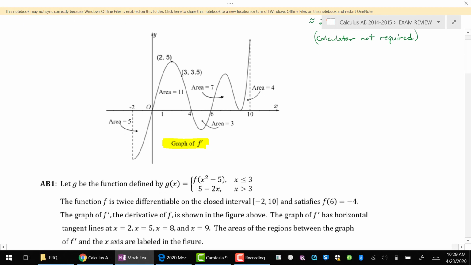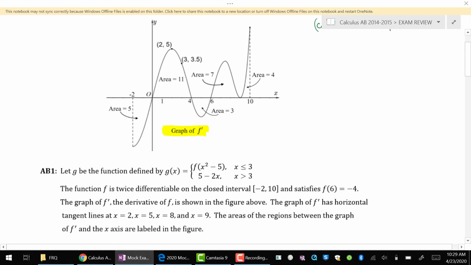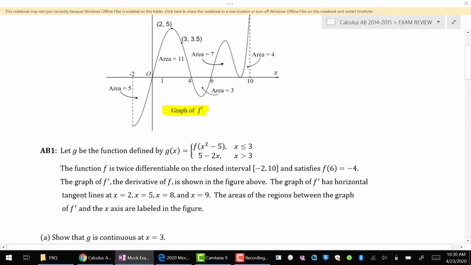So to begin, we have this picture of f prime, and that's maybe the first thing to notice, that we're looking at the graph of the derivative of f. That's always important to know what you are looking at. And then g is defined down here as a piecewise function. And then there's all this given information as well, which you can read.